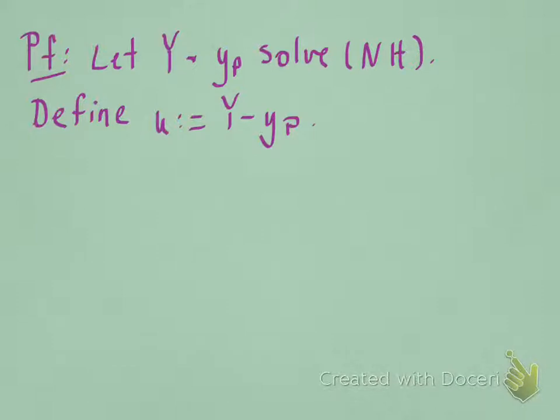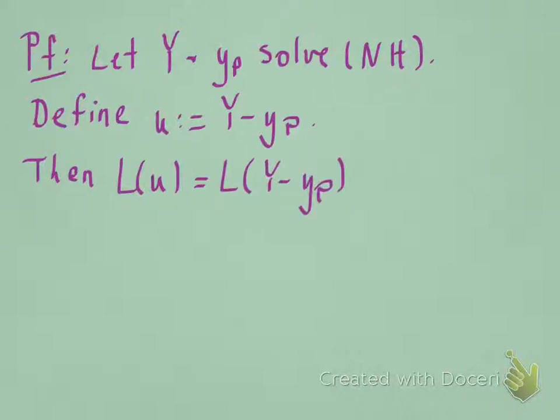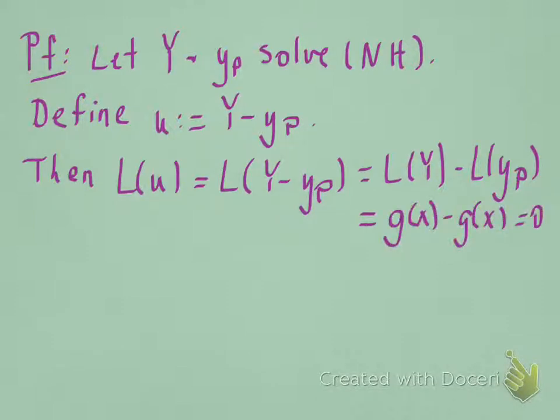And you might think about why I would like to do that, and we'll see in a second why I did that. So what is L of u? Well, L of u equals L of y minus yp, and now, like I said in class, linear operators are basically the best thing ever. This is equal to L of y minus L of yp, and since both of those solve the non-homogeneous equation, that's g of x minus g of x, which equals 0. So L of u equals 0, which means that u solves the homogeneous differential equation.